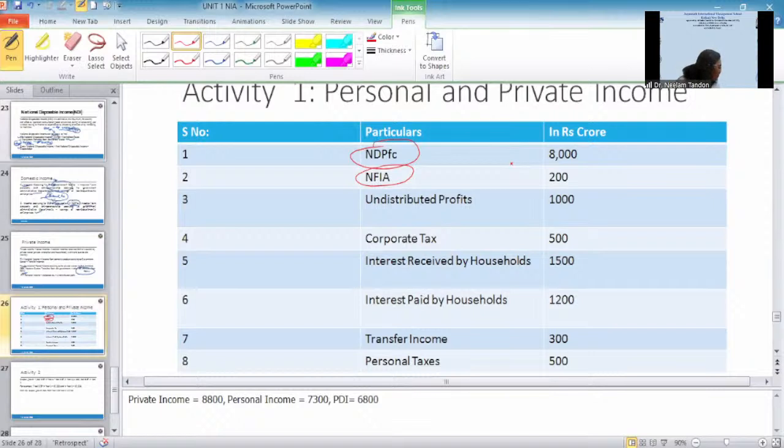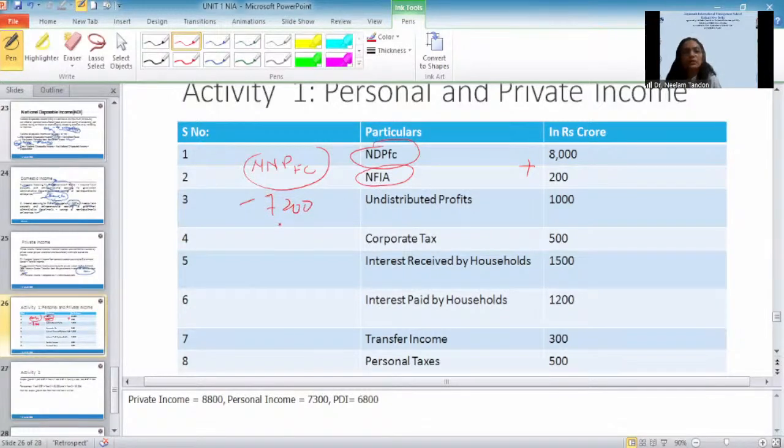No, Kaveri, it's not right. 6100 is not right, my dear. This is 8000 plus 200 will add. What do we get through this? We get NNP at factor cost, okay? By adding these two, you got that. Now you have to deduct undistributed profits because this was your money which you didn't get because corporate have retained it. So minus 1000. So 8200 minus 1000 is 7200.